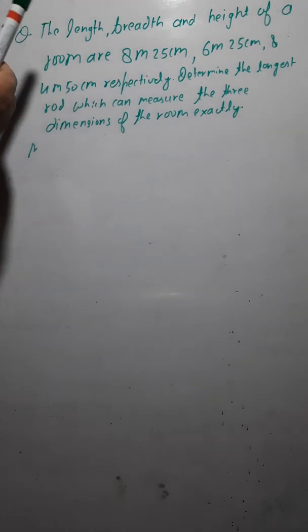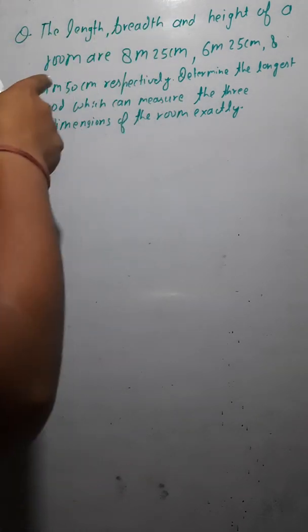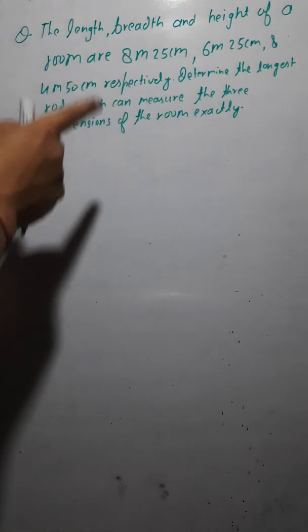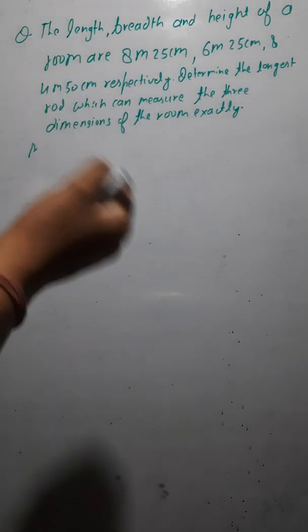Question number one: the length, breadth and height of a room are 8 meter 25 centimeter, 6 meter 25 centimeter and 4 meter 50 centimeter respectively. Determine the longest rod which can measure the three dimensions of the room exactly.